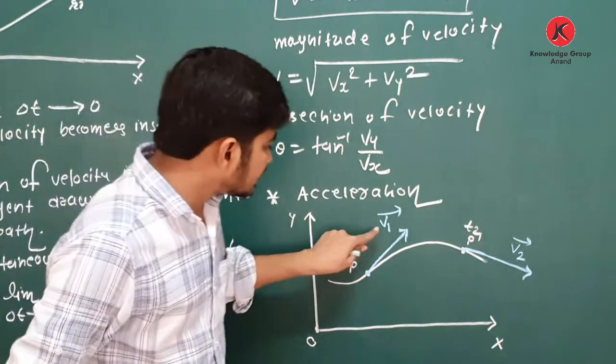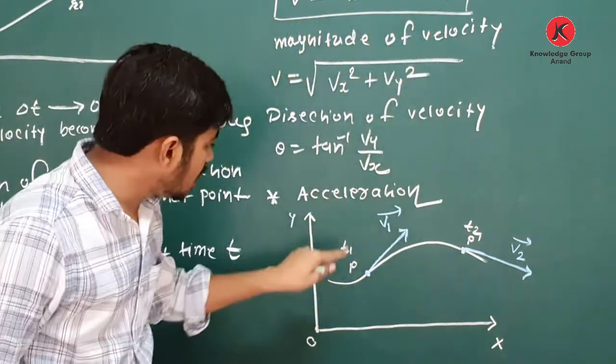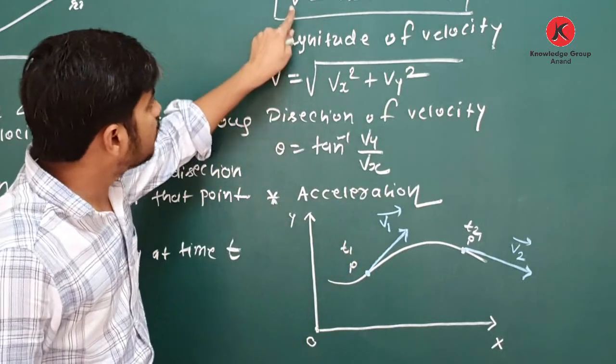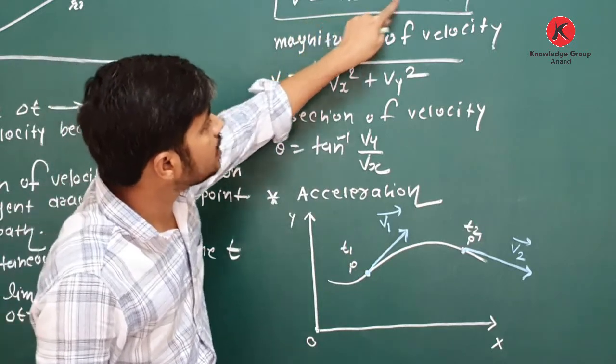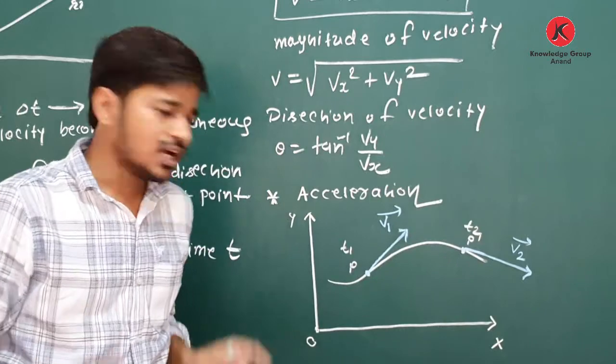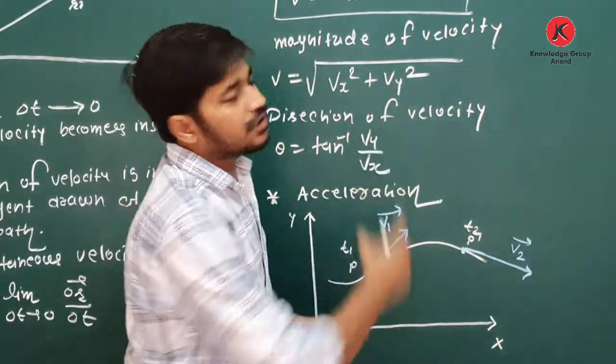See students, similarly you can write, we have v is equal to vx i plus vy j. So how to write this v1? v1 is equal to v1x i plus v1y j. Yes or no? Similarly for v2. So, initial velocity, final velocity. How to find average acceleration?